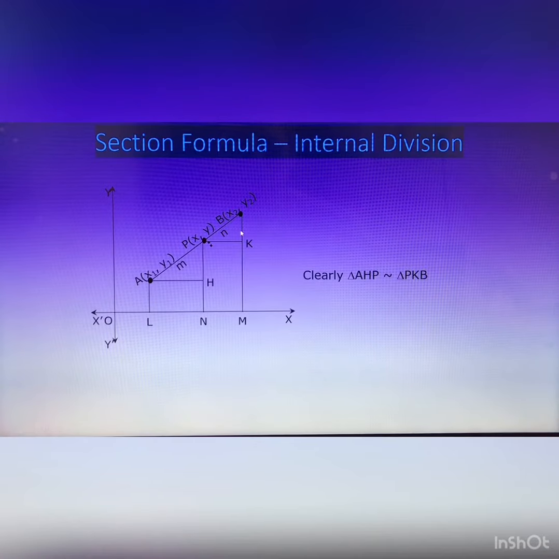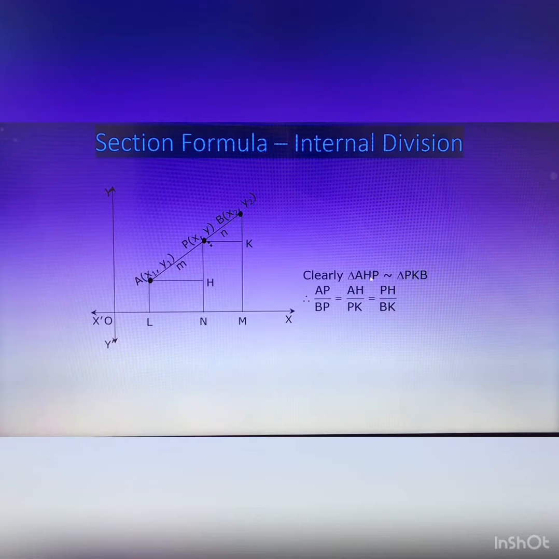Why? By the AA criterion. How can you say? Because this angle P and angle B are corresponding angles, so they are equal, and this is a perpendicular, that is 90 degrees, so this is also equal, and this angle A and angle P are also corresponding angles. So all angles are equal, therefore we can say that these two triangles are similar.